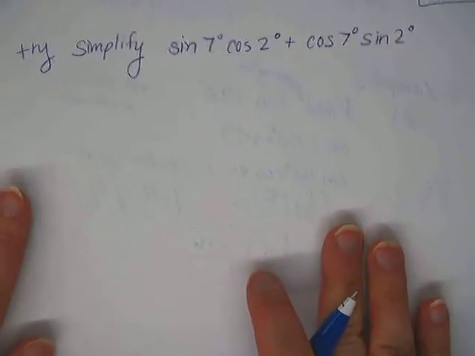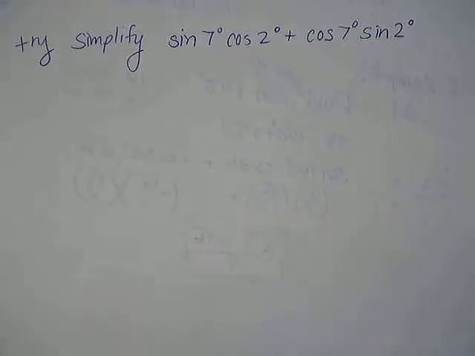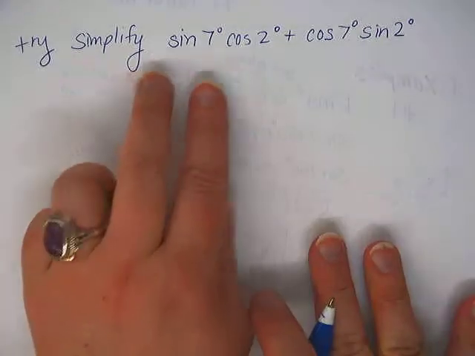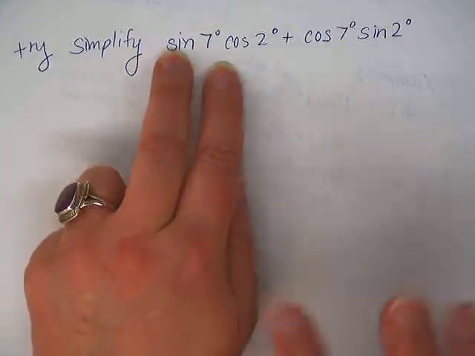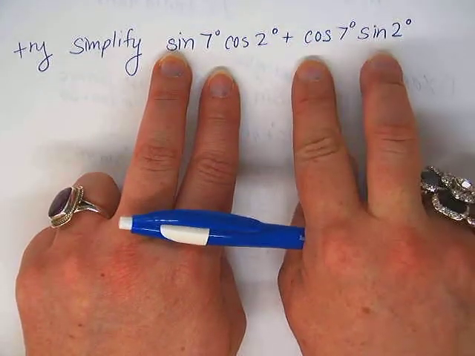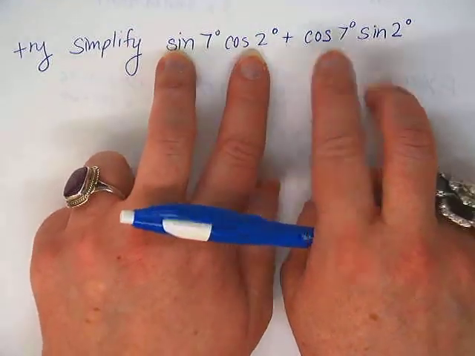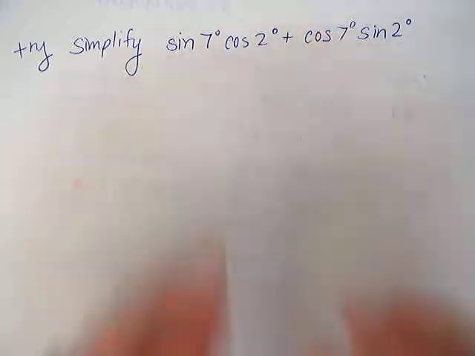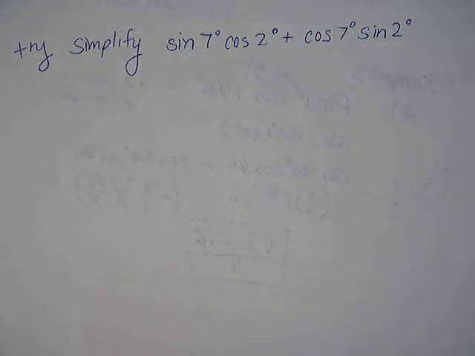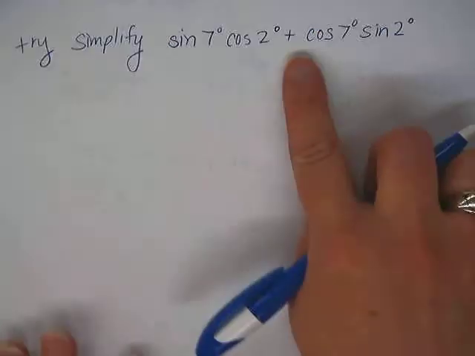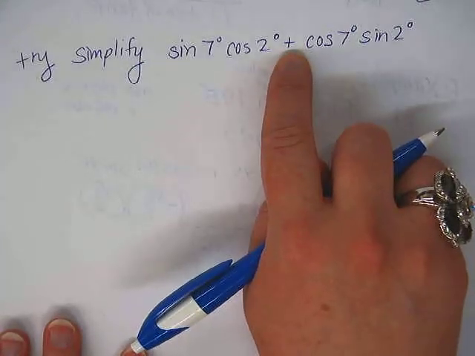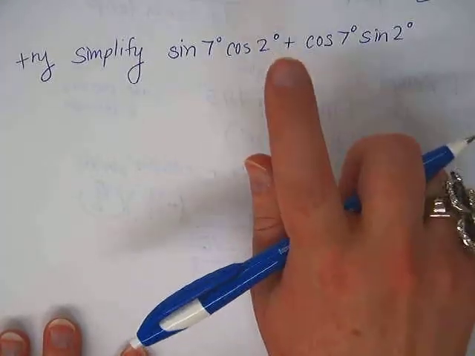Sine 7 degrees, cosine 2 degrees, plus cosine 7 degrees, sine 2 degrees. First of all, you have to recognize the identity, because you now need to make sure you know the difference between the sine identities and the cosine identities. So you need to recognize this one as sine, because if it was cosine, these would both be cosine, and these would both be sine. That's what we were doing on the last assignment. But it's sine when you're doing sine times cosine and cosine times sine.